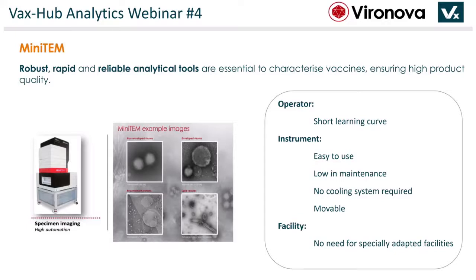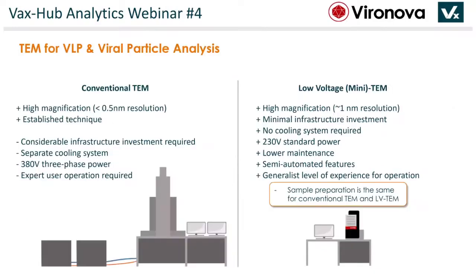From all the characterization that I mentioned, one of the steps of this control is the biophysical characterization. And for that, we can use the MiniTEM, which is a robust, rapid and reliable analytical tool, and which offers very appealing features such as a short learning curve. It's very user-friendly, low maintenance is required, and there is no need for special infrastructures, which is a plus if we think about using this type of equipment in developing countries.